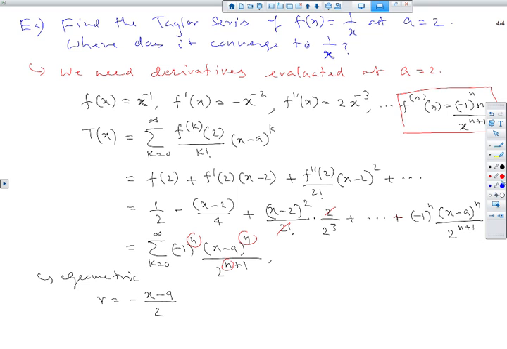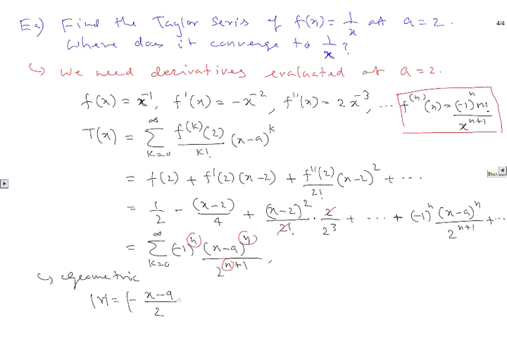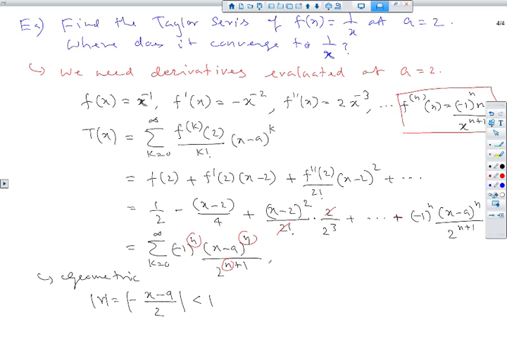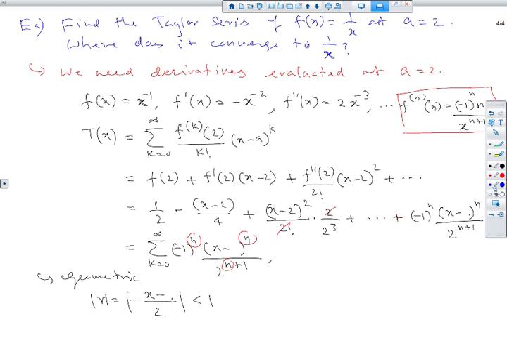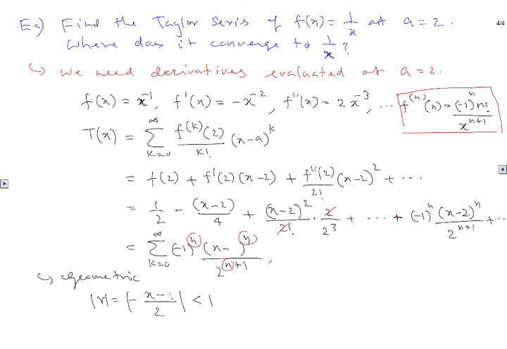Then we can take the absolute value of that and make it less than 1. In this case, a has to be 2. So this is 2, and also in this formula this is 2. So this has to be 2. This is 2 and this is 2. Okay, and this is 2 as well.